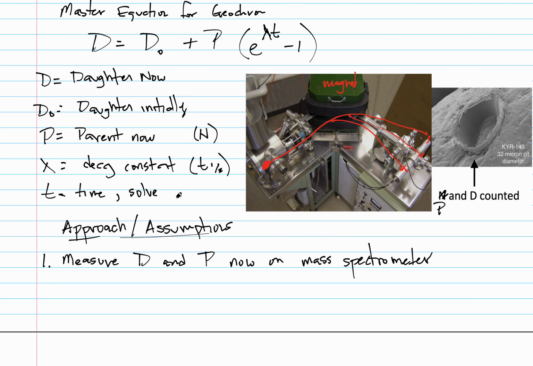So lambda, how do we get that? Well, this is a constant, and it's one of the laws of nature. It's measured by physicists, and we just take it from them. Number 3 in our list of concepts or assumptions or approaches is we're going to say it's a closed system.